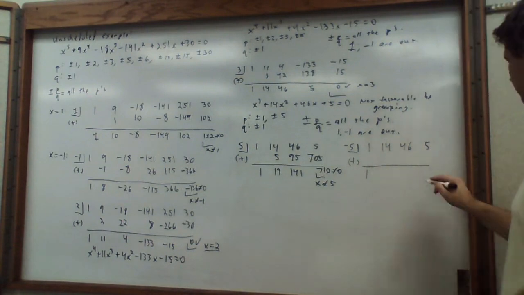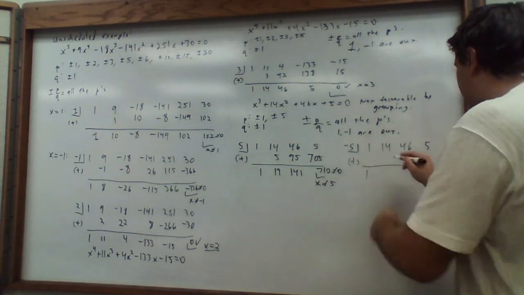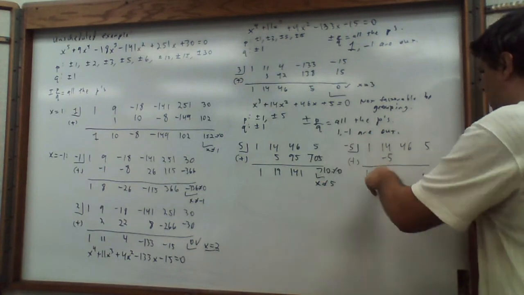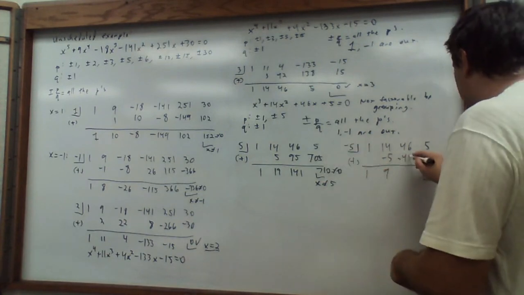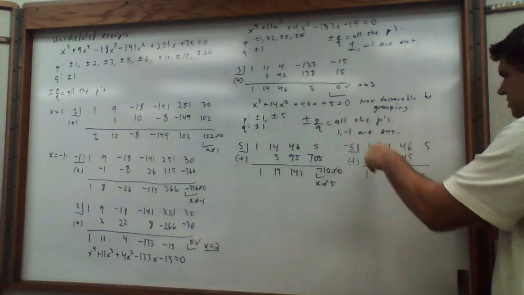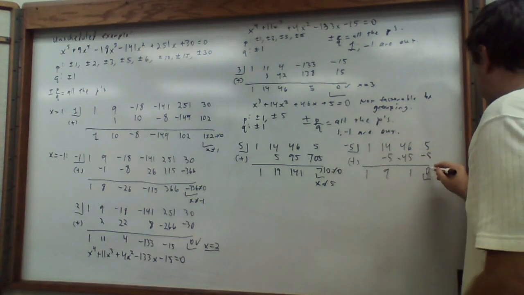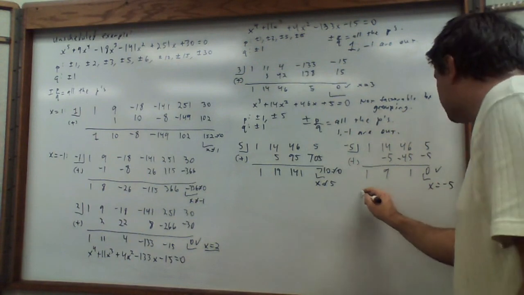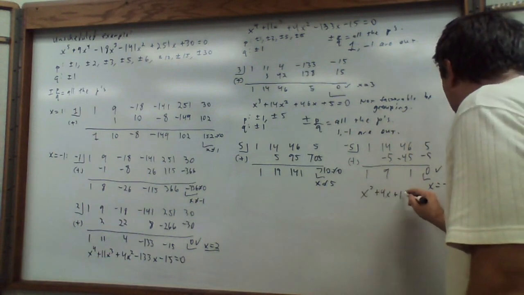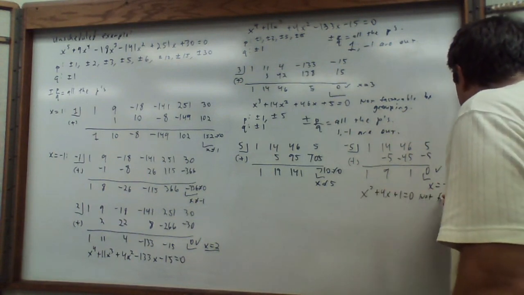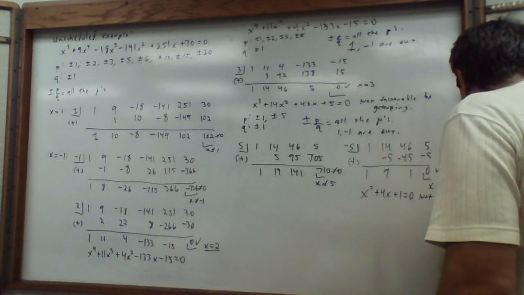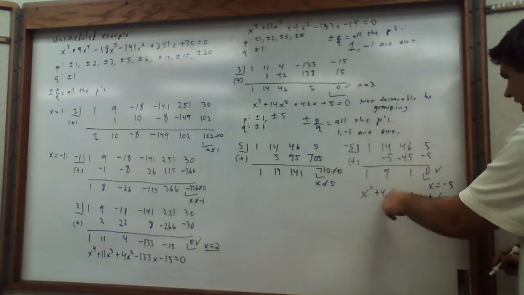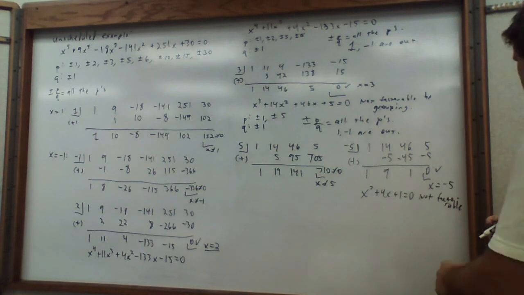So I got 1, 14, 46, and 5. Bring down the 1. Negative 5 times 1 is negative 5. That gives me positive 9. 9 times negative 5 is negative 45. That's 1. Negative 5 times 1 is negative 5. That's 0. So x equals negative 5, and I have x squared plus 9x plus 1 equals 0. Not factorable, because there's no pair of factors of 1 that add up to 9. So we'll use the quadratic formula.